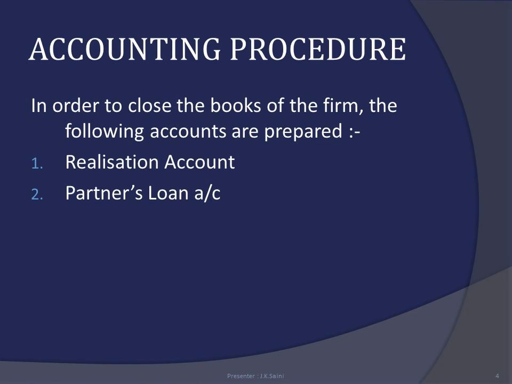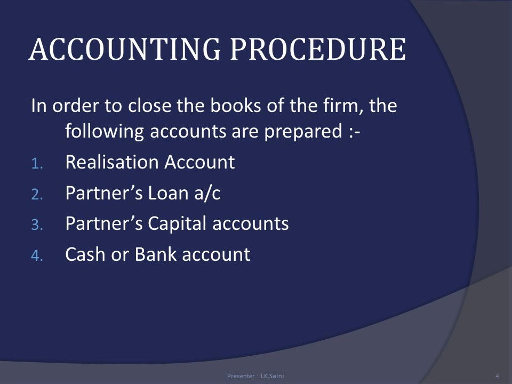Partner loan at number 2, that is after selling the assets and payment of outside liabilities, the loan is to be paid. The double entry is completed and partners' capital accounts are prepared. These are personal accounts, basically prepared to find out how much balance is due to the partner or it is due from the partner. And finally, the cash and bank account, the balances are closed.